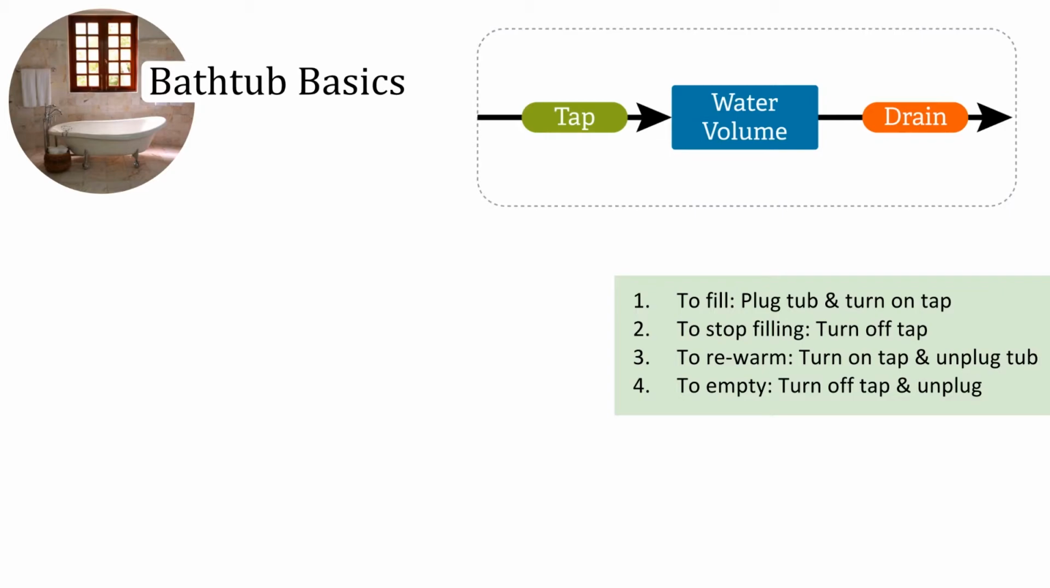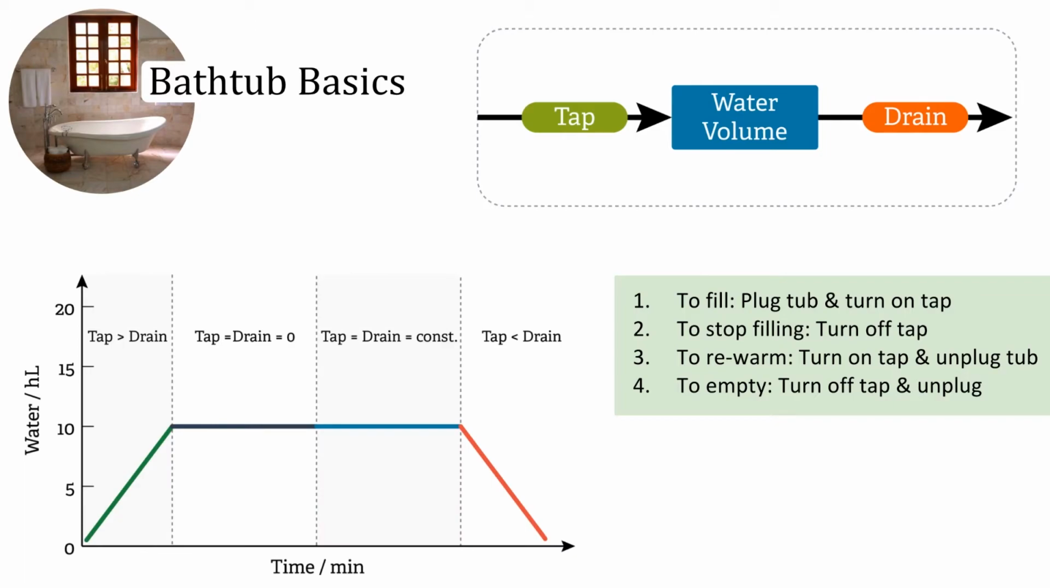If we plot these individual steps in a behavior over time graph, we get something that looks like this, where in the first step, when we fill the tub, we have this linear increase in the water level up to the desired level. Then when we stop filling it, obviously the water level will remain constant. And then when we're rewarming, provided that the inflow through the tap is the same as the outflow through the drain, the water level will again remain constant, even though we have this flow of hot water through the system. And then finally, when we're emptying the tub, we have a linear decrease in the water level until the tub is empty.